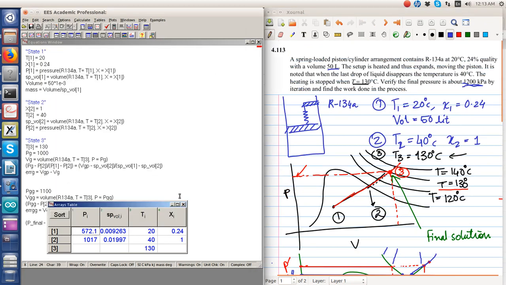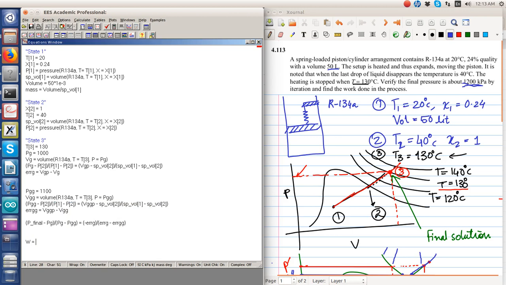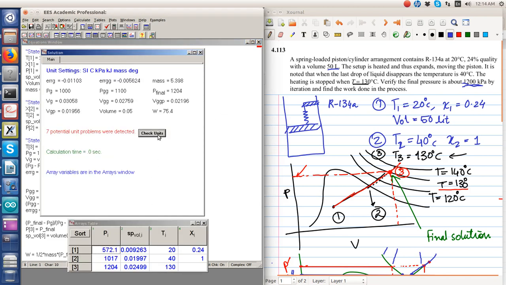Okay, so in the end, we also want to find the work done during the process. So the work done is very easy to find out. The work done for this process is 1 by 2 times mass times (P final plus P1) multiplied by the specific volume at the final point minus specific volume at point 1. So let me call P3 as P final, and specific volume at point 3 is equal to the volume of steam of R134A at T equal to T3 and P equal to P3. This will help us in plotting. So we are now in a position; the work done is equal to 75.4 kilojoule, no problem.